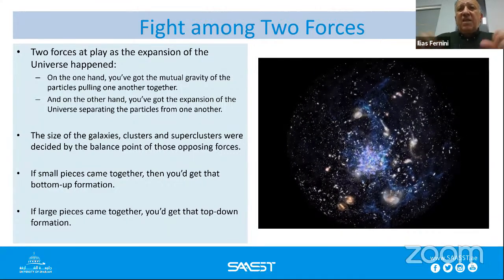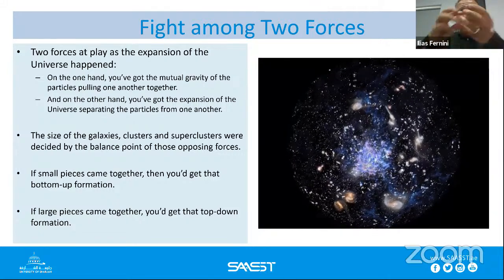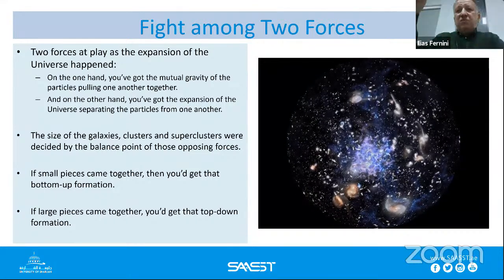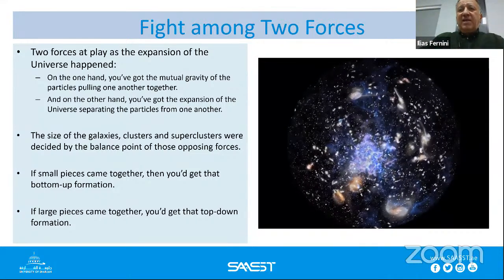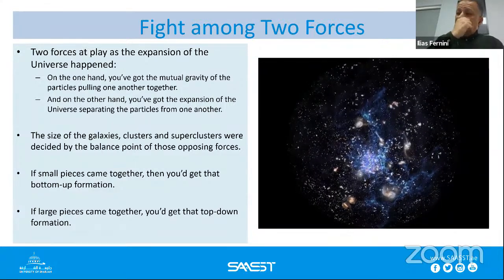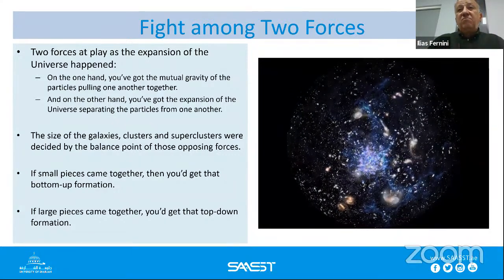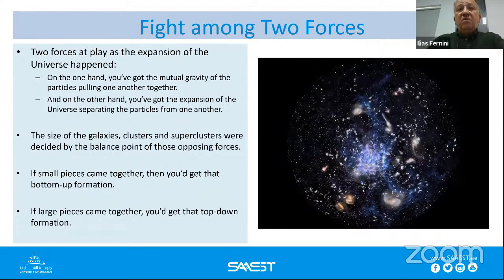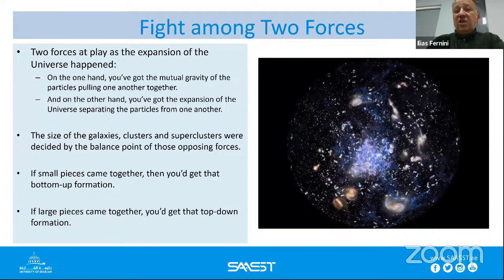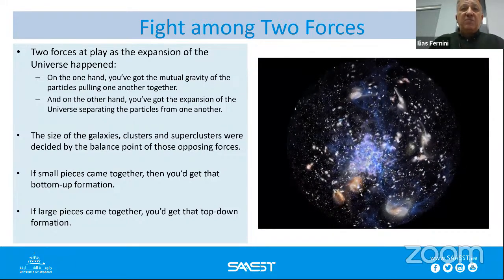If small pieces came together, then you get what you call the bottom-up formation. So you get small fluctuations, you are able to form stars, and stars will get together to form a big system like a galaxy. And if large pieces came together, like that supercluster, then you get the top-down formation. So you either have a bottom-up formation if small pieces get together, or you have top-down if large pieces come together.